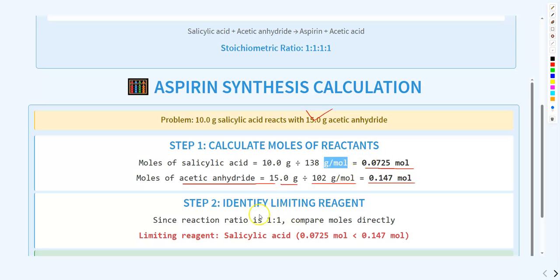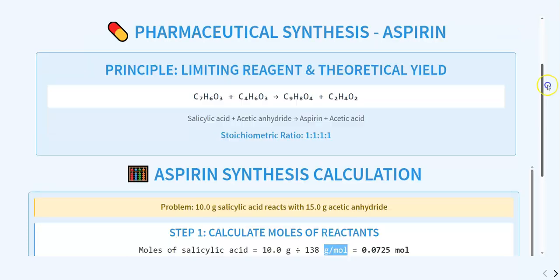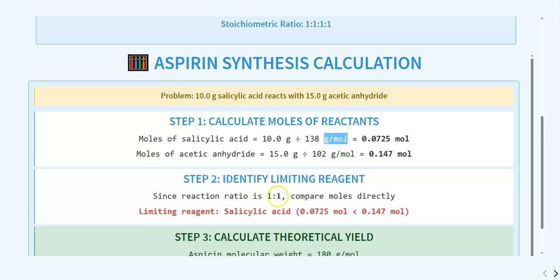Now from here we have to find out what the limiting reagent will be. Since the reaction ratio is 1 to 1, as we already know, 1 mole of salicylic acid reacts with 1 mole of acetic anhydride, we can compare the moles directly. The amount of acetic anhydride is more than salicylic acid. So the limiting reagent, or limiting reactant, is salicylic acid, because 0.0725 mole is less than 0.147 mole. So we got the limiting reagent.